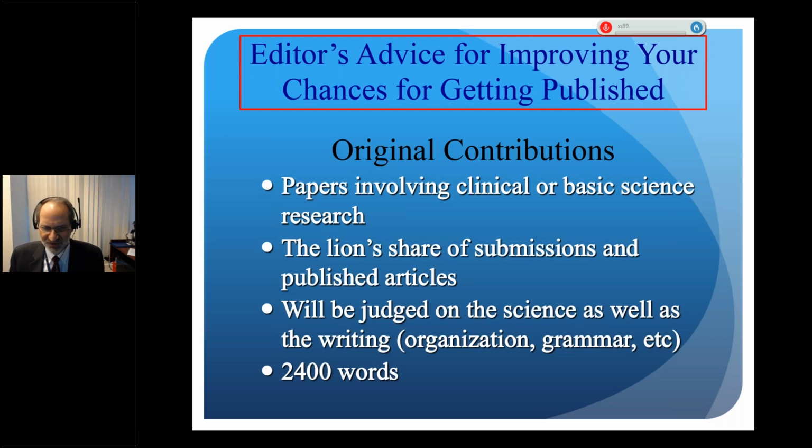They will be judged on their science, they will be judged on the grammar, the English language, etc. And if you look under the instructions to authors, which you need to really know well before you write your paper or before you submit a paper, there's a word limit to how long the articles need to be, and this one is 2,400 words.